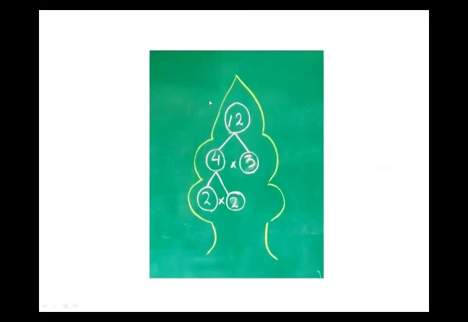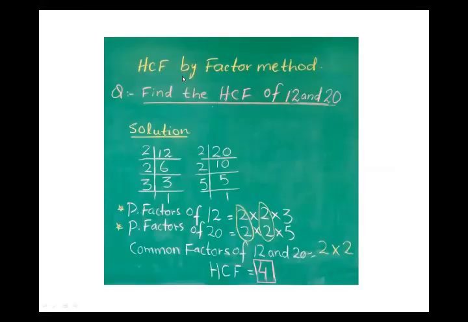Here we have the first method, which is the factor method. In the factor method, you first list out the prime factors of the number. Here our example is 12 and 20. We write the prime factors of 12 and of 20. We find the common ones between them, take a single one from each pair, and multiply them to find the HCF of these numbers. Then we have the division method.